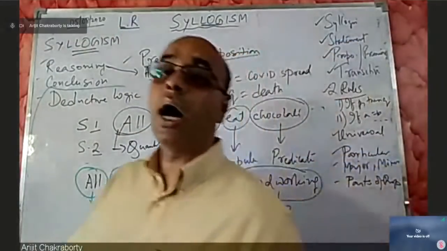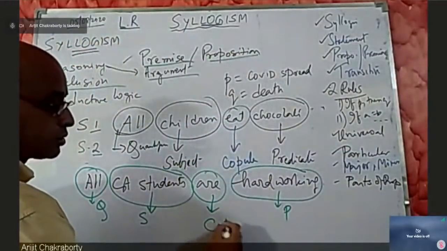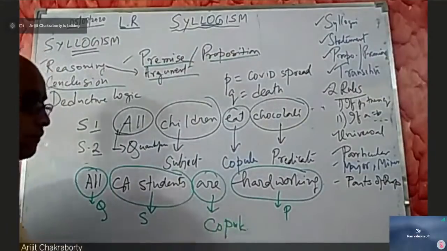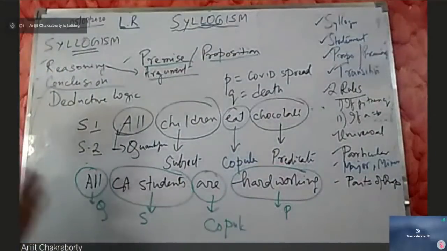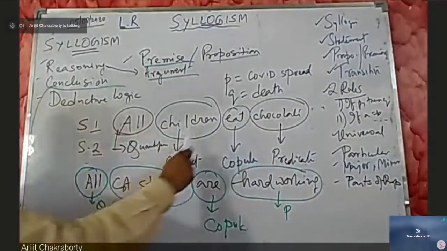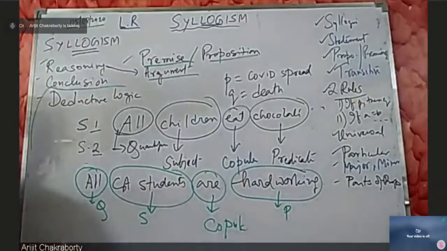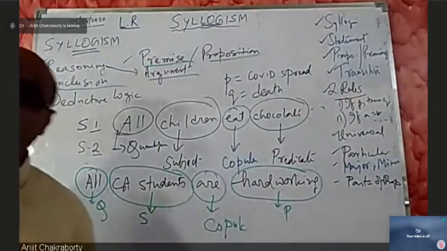And the word "are", this is called copula. C-O-P-U-L-A. So now I think you are clear. All children eat chocolate. All is the quantifier. Children is the subject. Chocolate is the predicate. Eat is the copula. Second example, all CA students are hardworking.